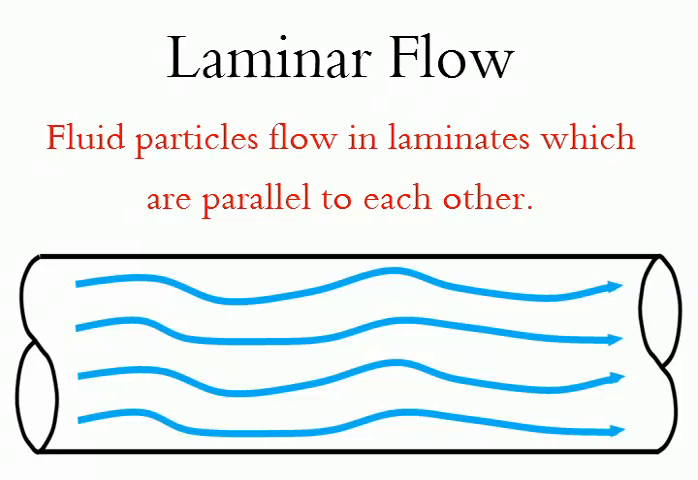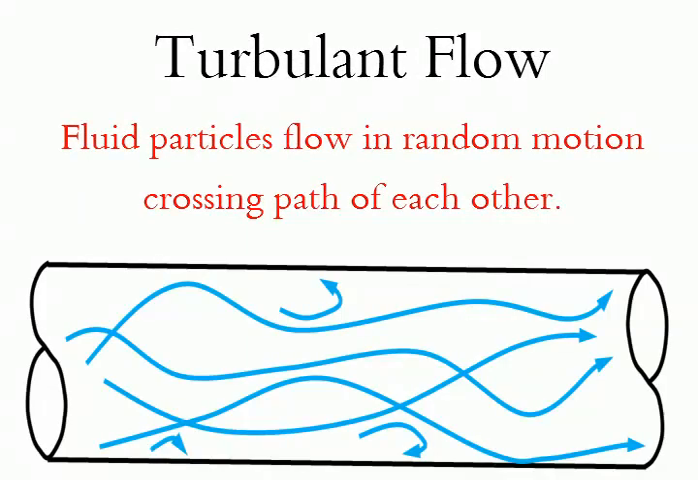The flow in which the adjacent layers cross each other, and do not move along a well-defined path, is called turbulent flow. For example, flow through a river or canal, smoke from a chimney etc.